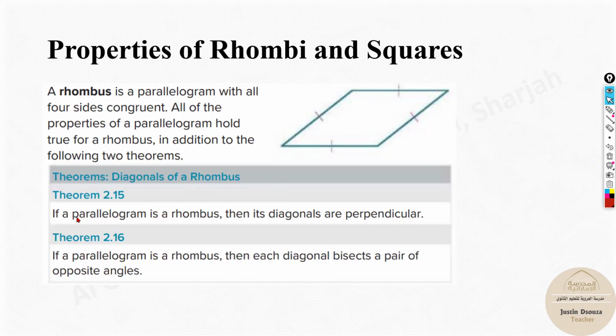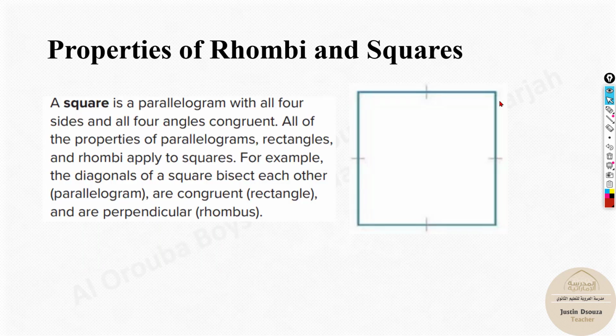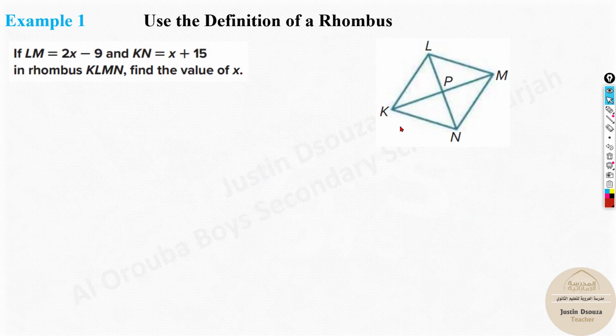So we can see there are two theorems. If a parallelogram is a rhombus, then the diagonals are perpendicular. If a parallelogram is a rhombus, then each diagonal bisects a pair of opposite angles. That is what I told, the two things. Now, a square, you can see, is similar to a rhombus, but it has 90 degrees at all the corners. And over here, what are the extra things? Basically, the diagonals are congruent to each other. Yeah, that's it. So we will see problems on them.